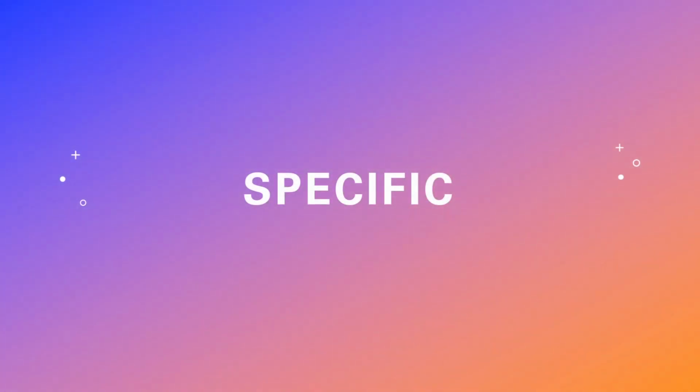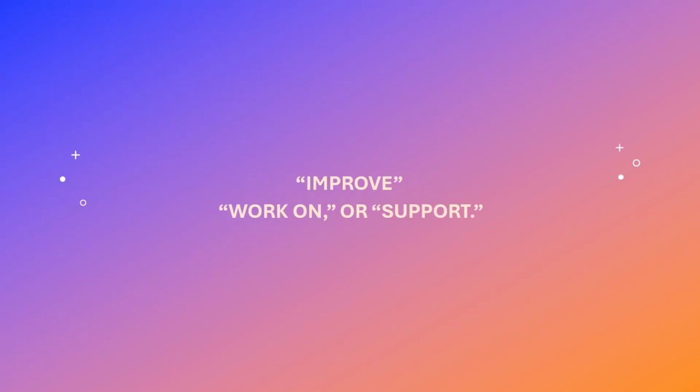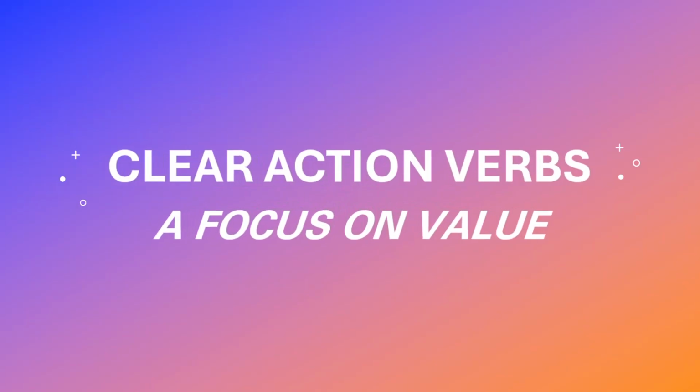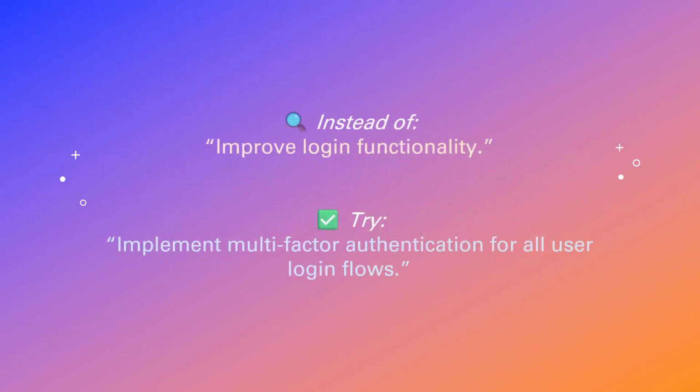Specific. A specific objective clearly states what is to be done and why. Avoid vague terms like improve, work on, or support. Instead, use clear action verbs and focus on value. Instead of "improve login functionality," try "implement multi-factor authentication for all user login flows." This tells your stakeholders exactly what to expect.